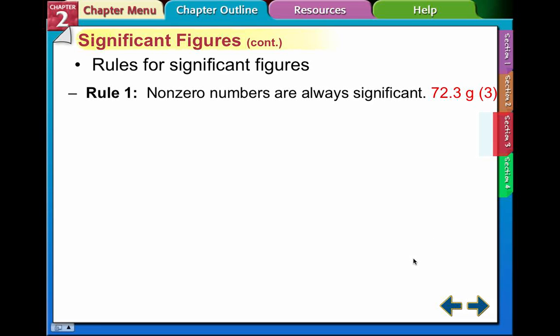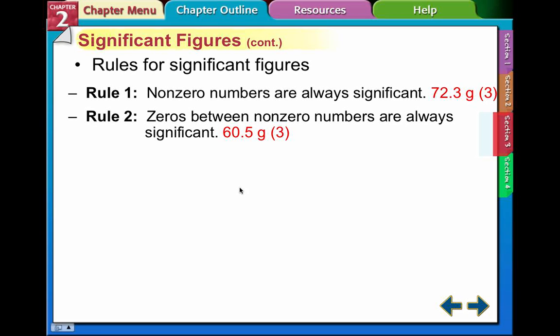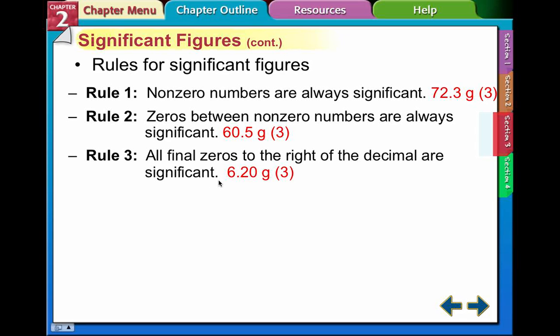Rules for significant figures. Non-zero numbers are always significant. So here you would have a total of 3 significant figures. Zeros between non-zero numbers are always significant. So in this number we have 3 significant digits. Rule 3, all final zeros to the right of the decimal are significant. So we have a total of 3 in this number.